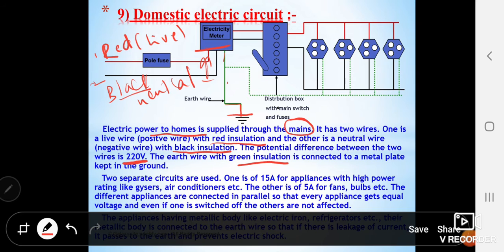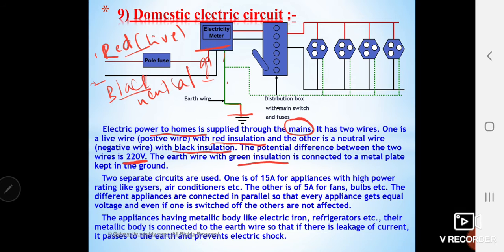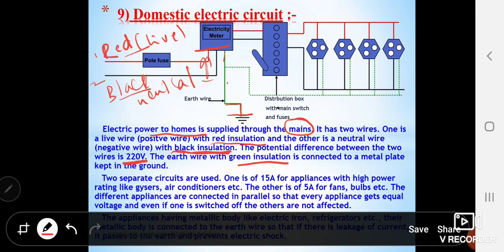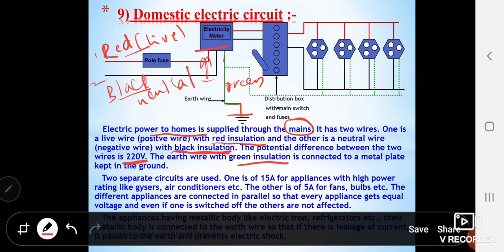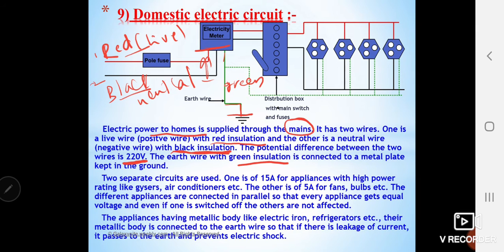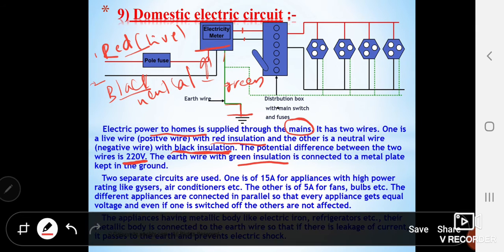As we know, electric power to homes is supplied through the mains. It has two wires. One is the live wire, also called the positive wire, with red insulation. Another is the neutral wire. It has black insulation, and the potential difference between these two wires is always 220 volts. One more important wire is green in color, which is connected to the metal plate and kept in the ground.